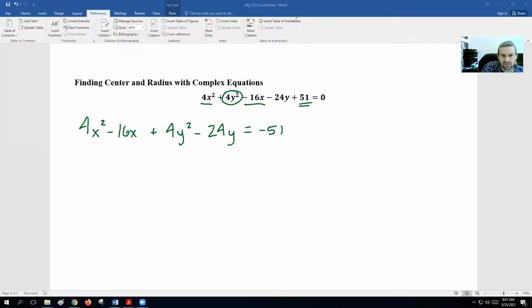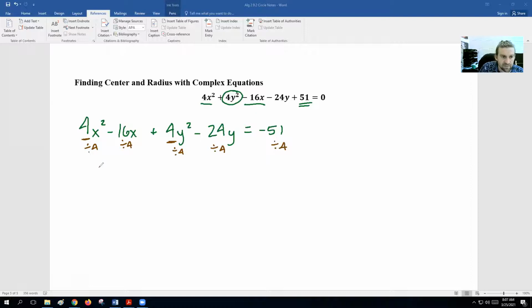Okay, so if you look at this problem, this one's a little bit different because we have a number in front of the x squared. If you ever have a number in front of the x squared, it's going to be the same number in front of the y squared in a circle. If it isn't, then it's not a circle. But what we've got to do is get that to a plain old x squared. So in order to do that, we're going to have to divide every single number by that. We're going to divide everything by 4.